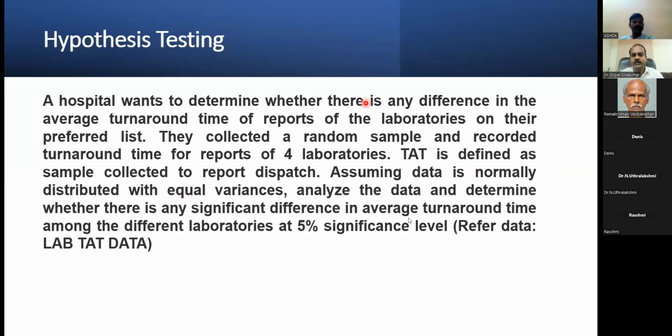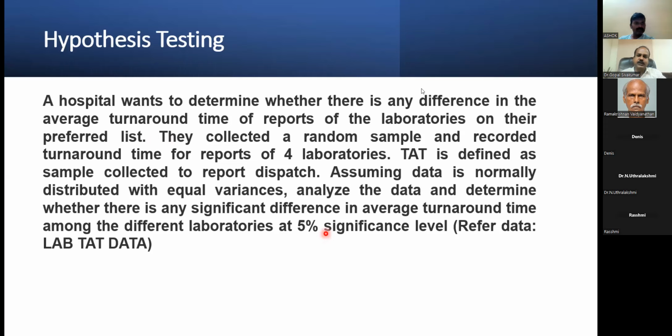Now a hospital wants to determine whether there is any difference in the average turnaround time of the reports generated by the laboratories on the particular test. They collected a random sample and recorded turnaround time for 4 reports of 4 laboratories. Turnaround time is defined as the sample collected to report dispatch. Assuming the data is normally distributed with equal variance, analyze the data and determine a significant difference in average turnaround time among the different laboratories at 5% significance level.